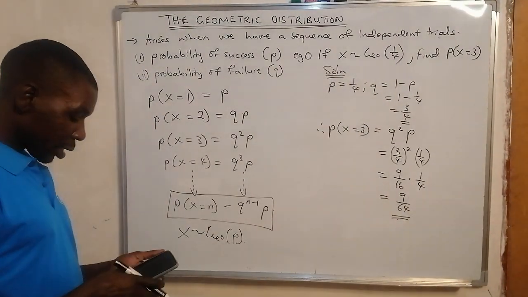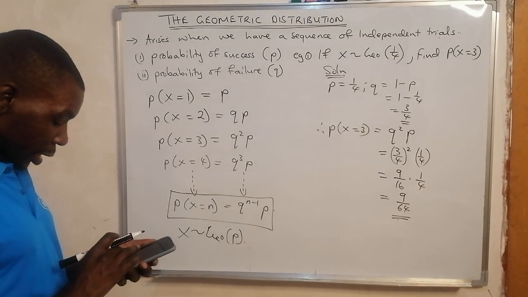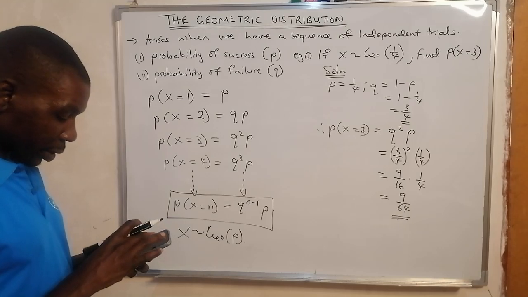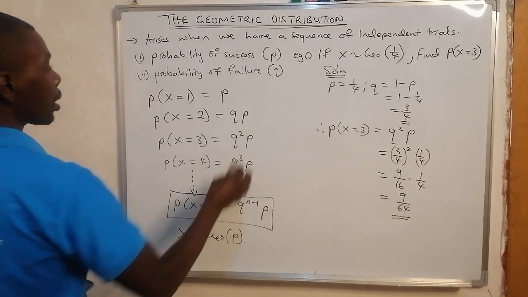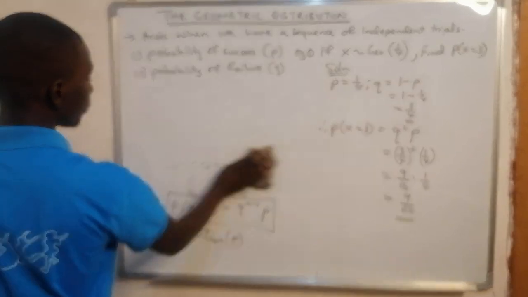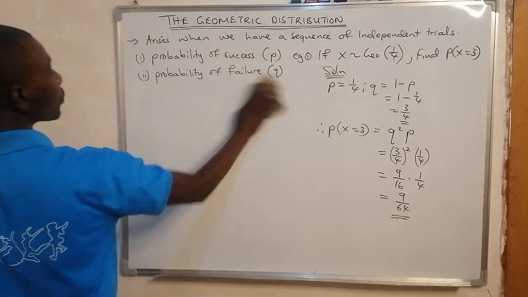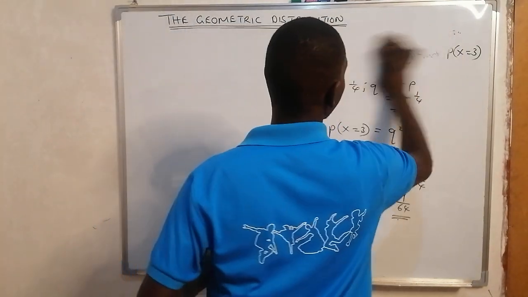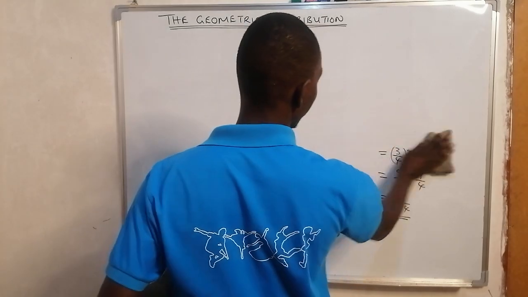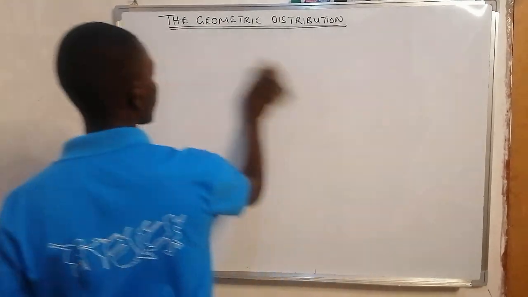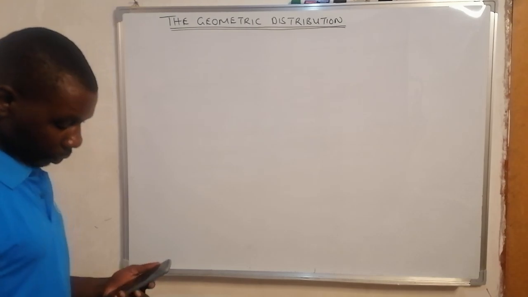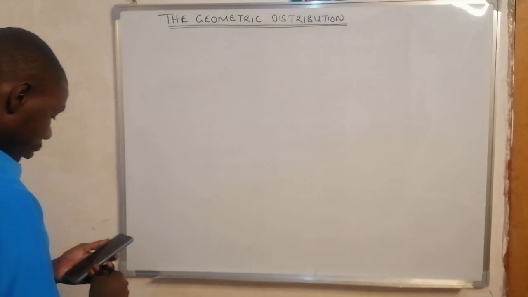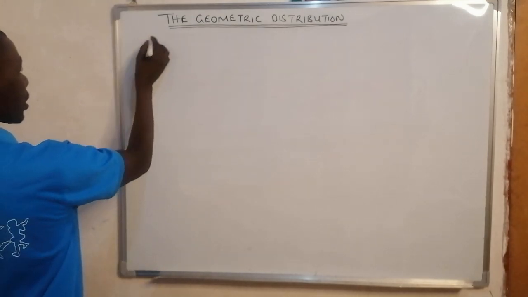So under geometric distribution, we have some important results that we can use. Let me just give you some results that we can use under geometric distribution. Let me quickly write these results. Right, some important results.